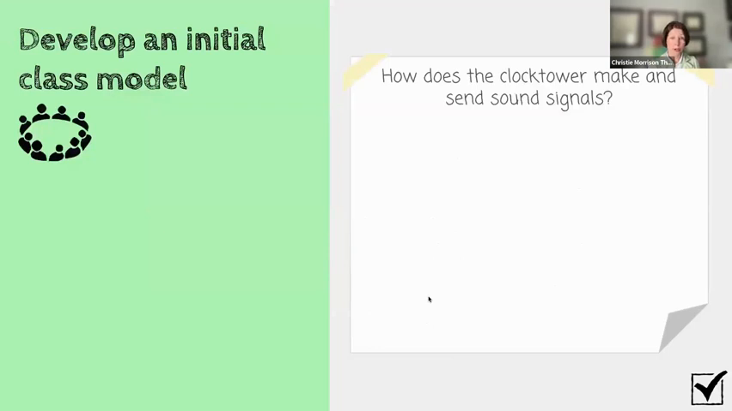We focus on our anchor phenomenon, working on an initial model for how the clock tower makes and sends a sound signal. We again refer to our bell observation and ideas handout as we share our initial ideas. Students also actively contribute to how we should represent our ideas in drawing and writing on this class model.